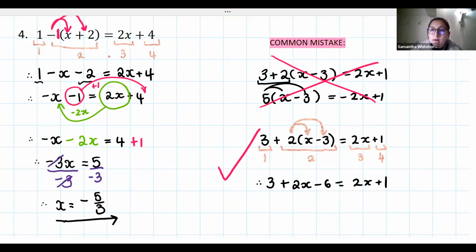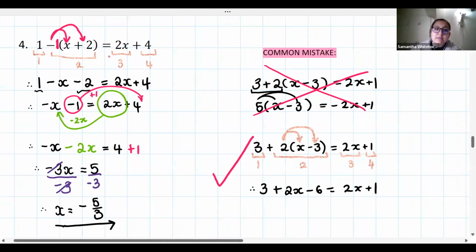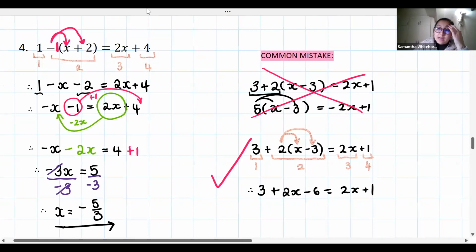Please do not add the 3 plus 2. Even if it says, for example, 4 minus 3, x minus 3. Don't mush terms. Terms are separate. Keep them separate until the distribution has been completed. So that is a very, very common mistake that we make. Please don't make it.